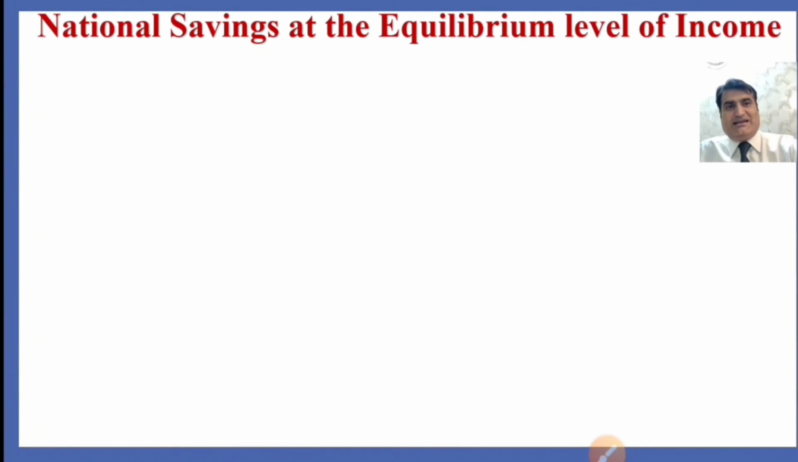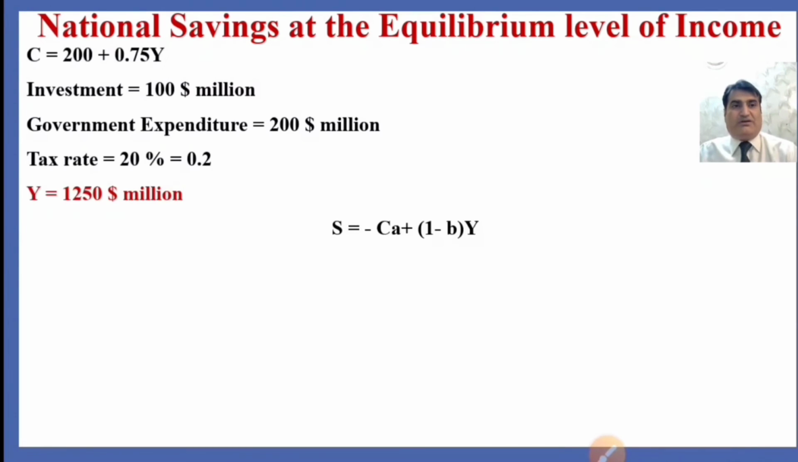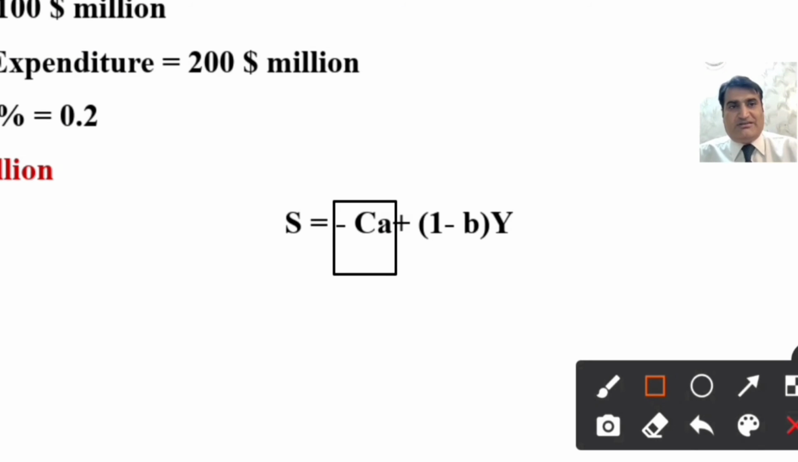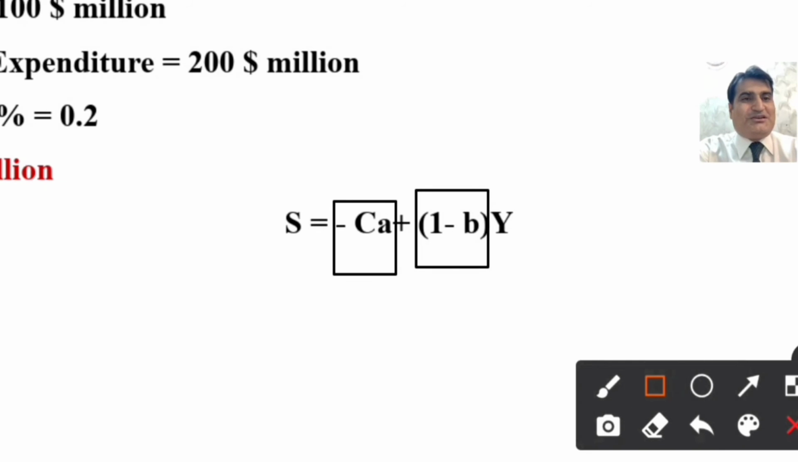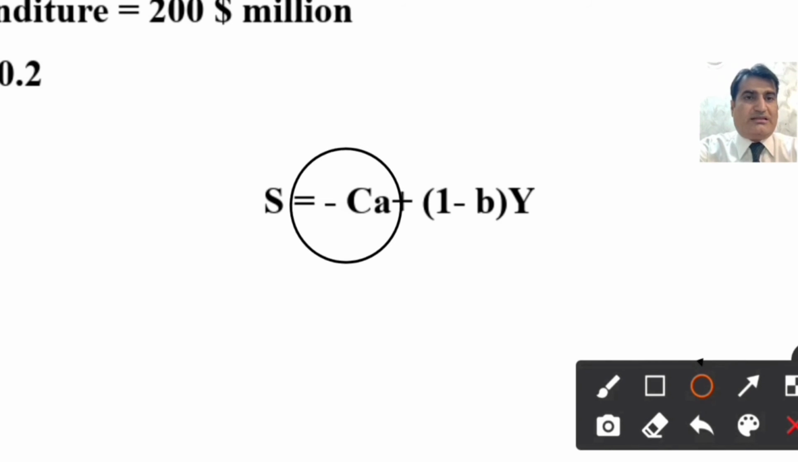What would be the national savings at the equilibrium level of income? The saving function is equal to minus CA plus 1 minus beta times Y. Minus CA is the saving when the income is zero, where the consumer has to borrow from someone else. 1 minus beta is equal to the marginal propensity to save. Beta is the marginal propensity to consume. This is the autonomous consumption. When the income is zero, the consumer has to spend on the purchase of food, shelter, and clothes. So this is the dissaving.